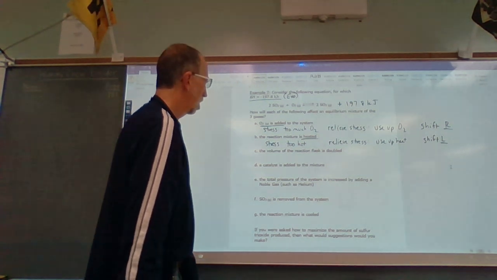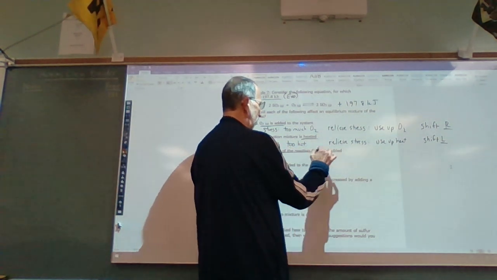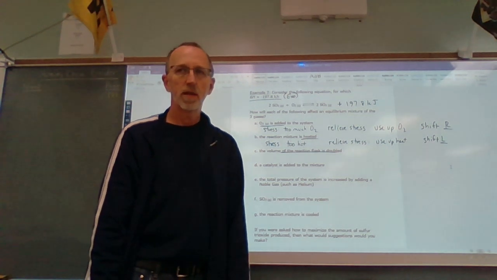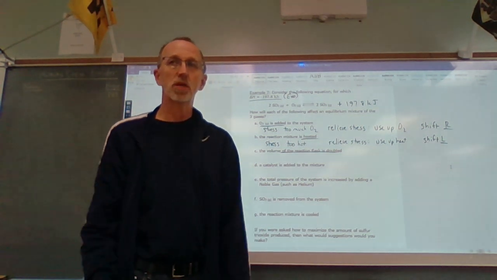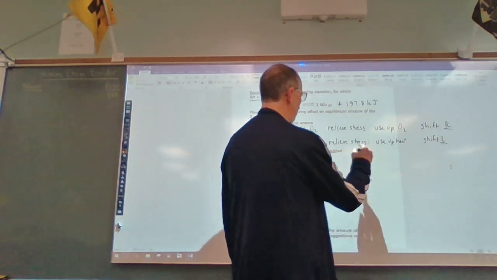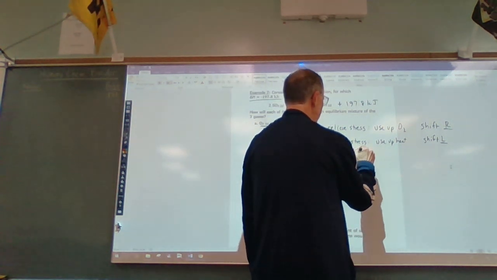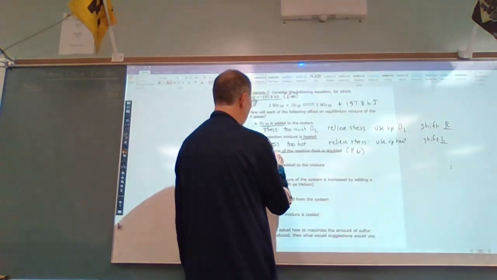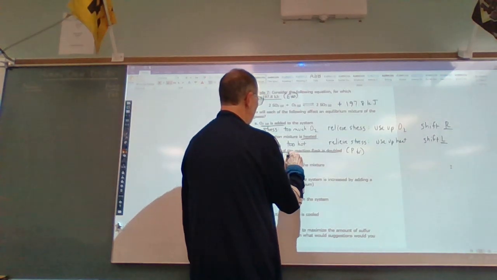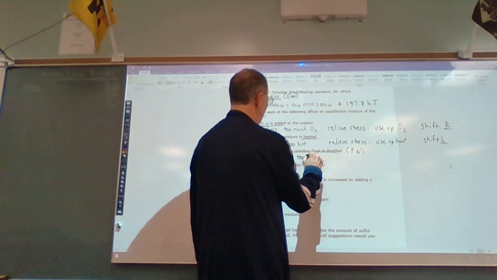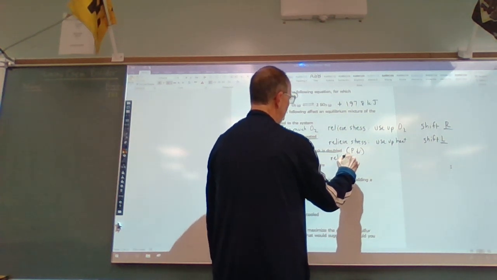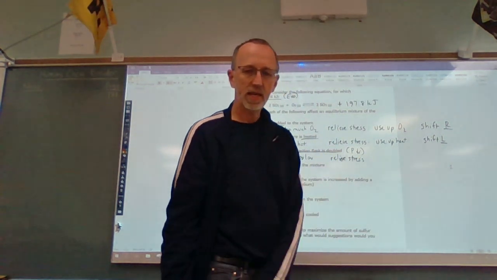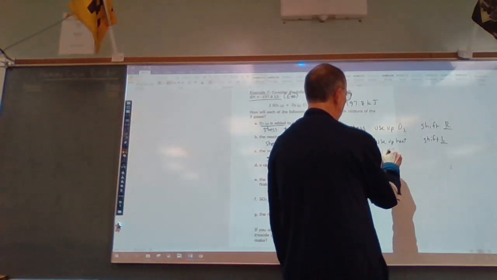Okay. The volume of the reaction is doubled. So we take the reaction mixture and we put it in a larger container. Remember, if the volume goes up, the pressure goes down. It's Boyle's law. The pressure is going to go down when that happens. So the stress is the pressure is too low. So to relieve the stress, we want to increase the pressure.